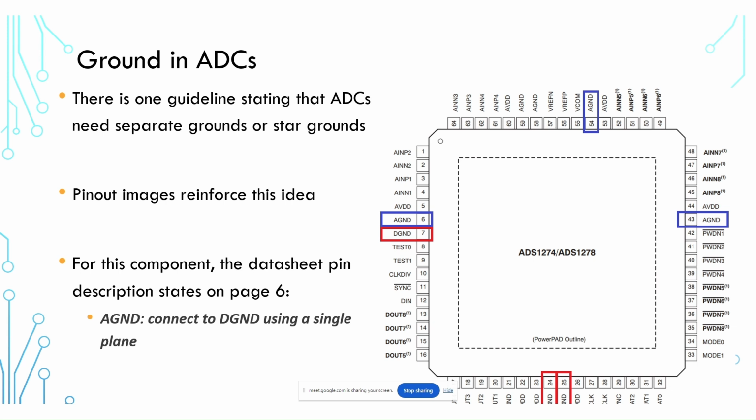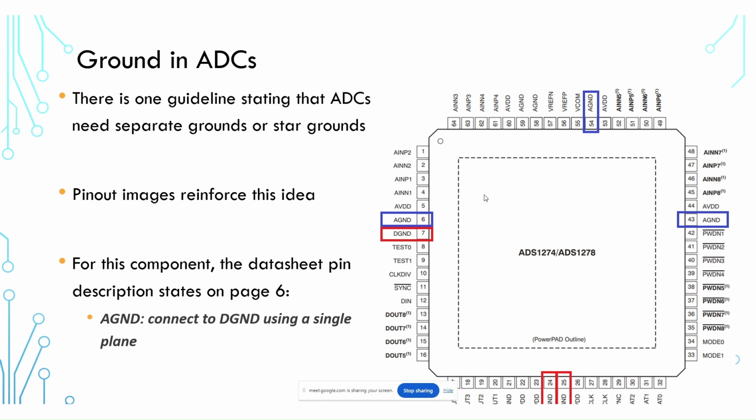In this datasheet image, what you're seeing is the pinout, and you will see that they have this AGND and then DGND, which basically say analog ground and digital ground. So this is almost communicating the idea that these have to be separate pieces of copper used to connect to these ground pins. However, if you just read the datasheet for this component, on page 6 it says AGND, connect to DGND using a single plane. So they're literally telling you to use a single plane for all of these pins.